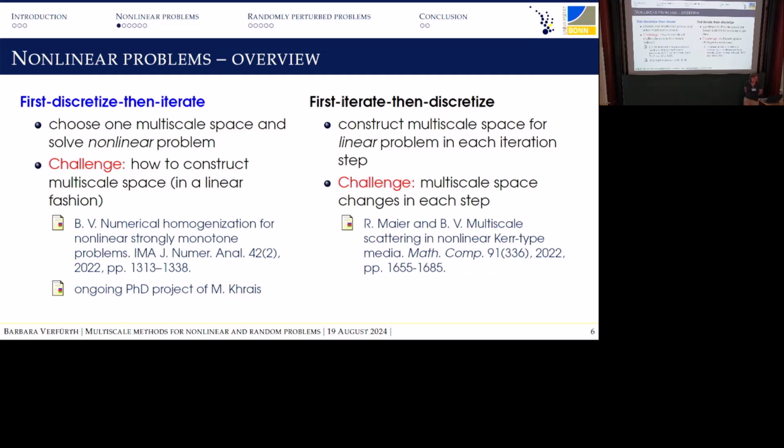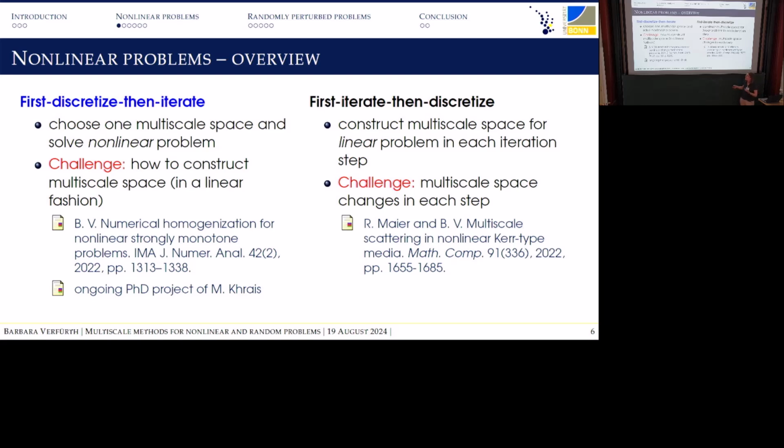So that's what I want to tell you in the rest of the presentation. Let's start with the nonlinear problems, and I want to briefly give you an overview of what we've done in the LOD context here, and then I will focus on one particular thing. Basically, one could say that there have been two different approaches that we've been considering, that I summarized as first discretize, then iterate, and as first iterate, then discretize. Let me explain it. I will concentrate later on the left part, where we first choose one multiscale space, similar to how we would think about it in the linear world, and then use this in a Galerkin ansatz to solve the nonlinear problem.